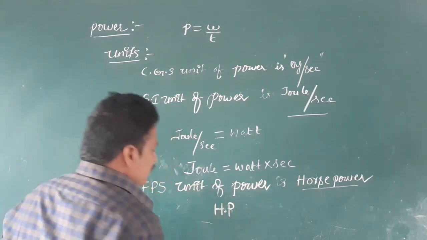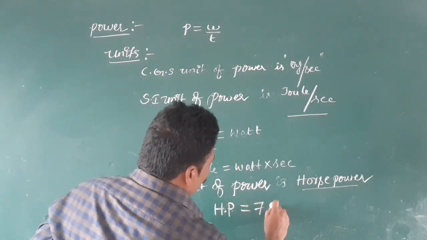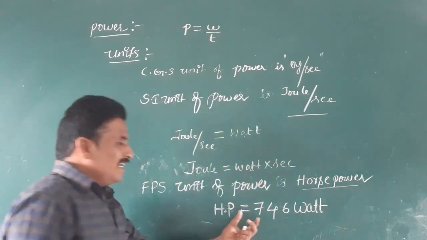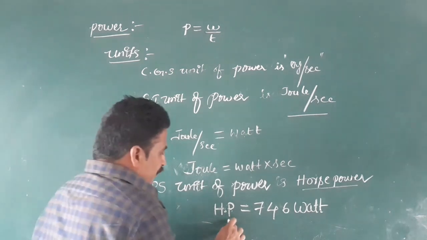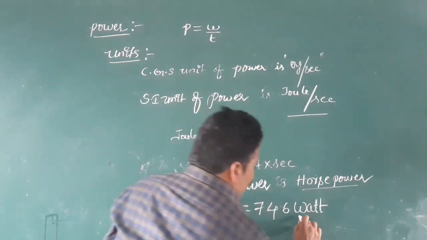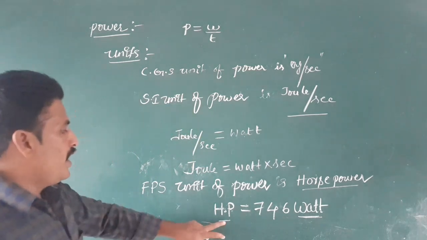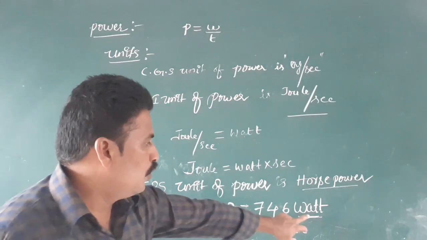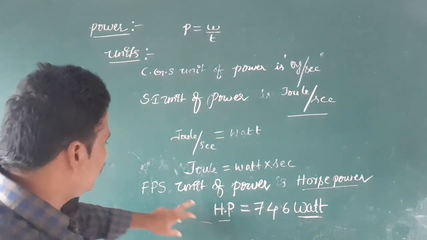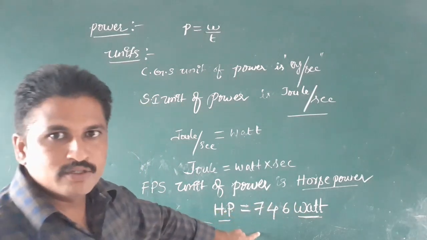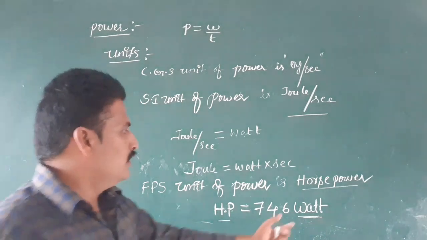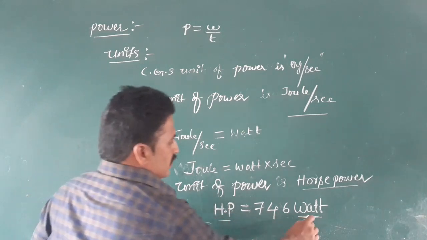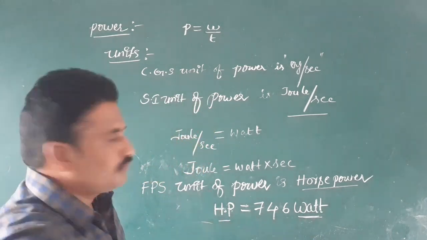1 horsepower is equal to 746 watts. This is the relation between the FPS unit of power and the SI unit of power, students. 1 horsepower, that is the FPS unit of power, is equal to 746 watts. FPS unit of power is horsepower, SI unit of power is watt, students.